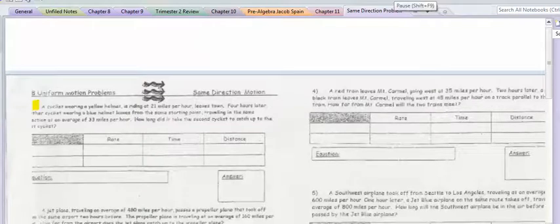Okay, we will be doing same direction problems now. I'm going to go ahead and choose 3 problems to do, and then I'll leave the other 3 for you to do. Okay, so we're going to do number 1.